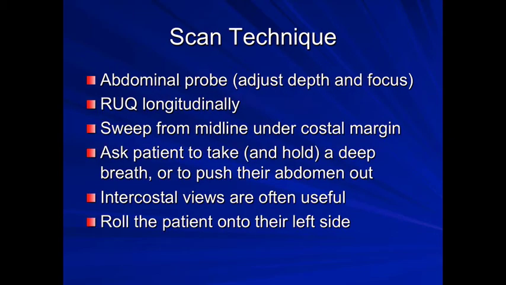So, knowing this, how do we actually perform the scan? Well, generally we're going to select our abdominal probe, and we're going to adjust the depth and the focus, and that will depend upon the patient's body habitus and also the acoustic window that we're using. Generally, we'll start in the right upper quadrant longitudinally, and I usually start by sweeping from the midline to the right hand side, aiming up under the costal margin. We ask the patient to take a deep breath and to hold that breath, and that pushes the liver down and can bring the gallbladder out from underneath the costal margin.